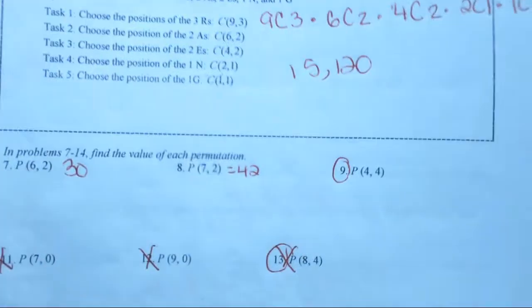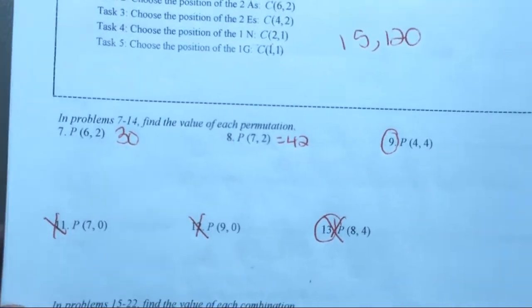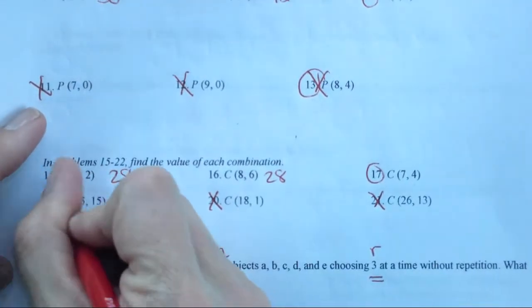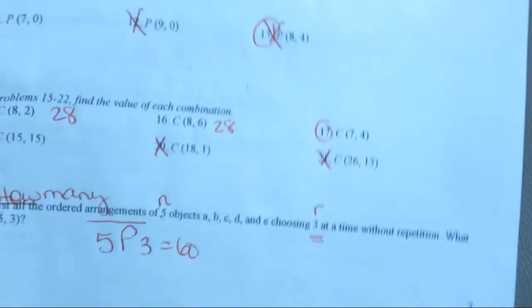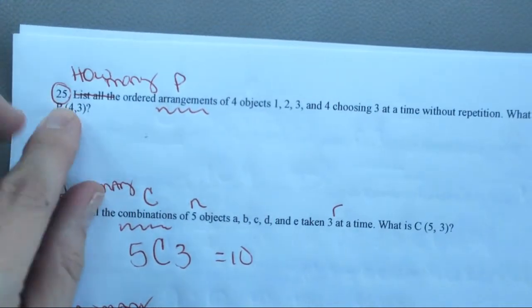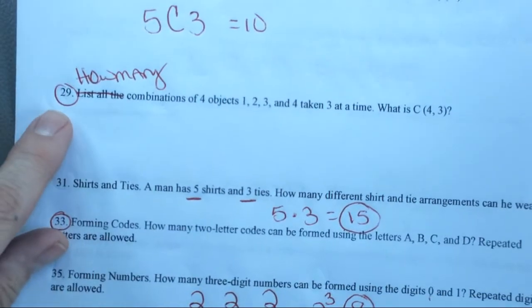Okay, so let's recap what we did and what you still need to do. So on the front, you still need to go do 9 and 13. I got rid of 11 and 12. You need to go do 17 and 19. I got rid of 20 and 21. Number 23 we did together. I want you to go do number 25 and find how many. We did 27 together. You're going to do 29.